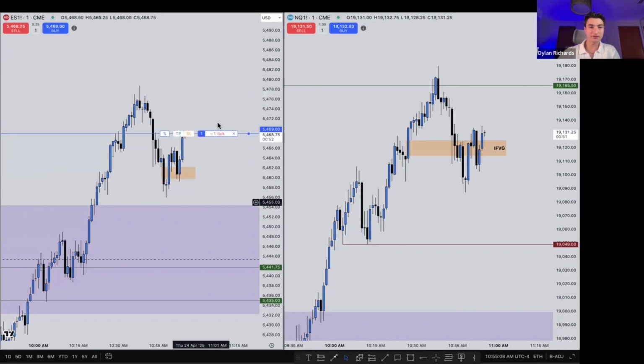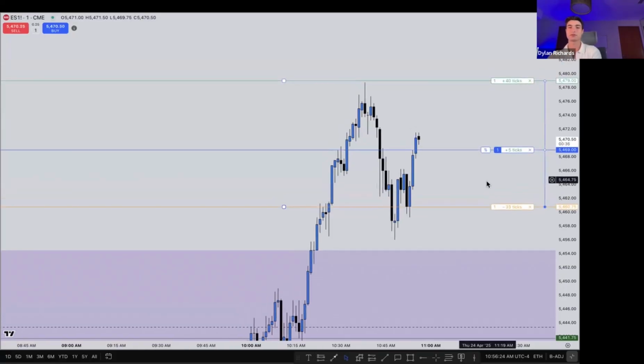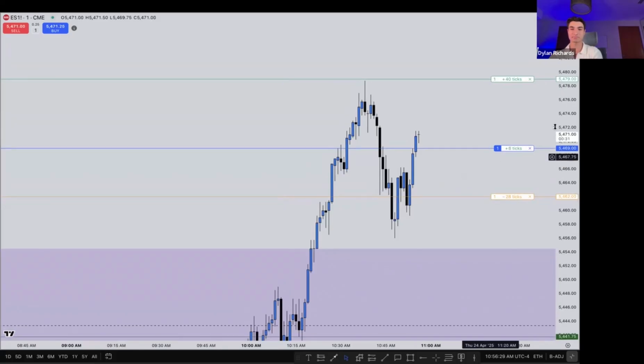All right, so I'm going to go ahead and reverse this long here. So I'm looking at this as a retracement, looking for the market to continue higher here. Just trim a little bit of risk. So this down close candle here, just below 50% of it.